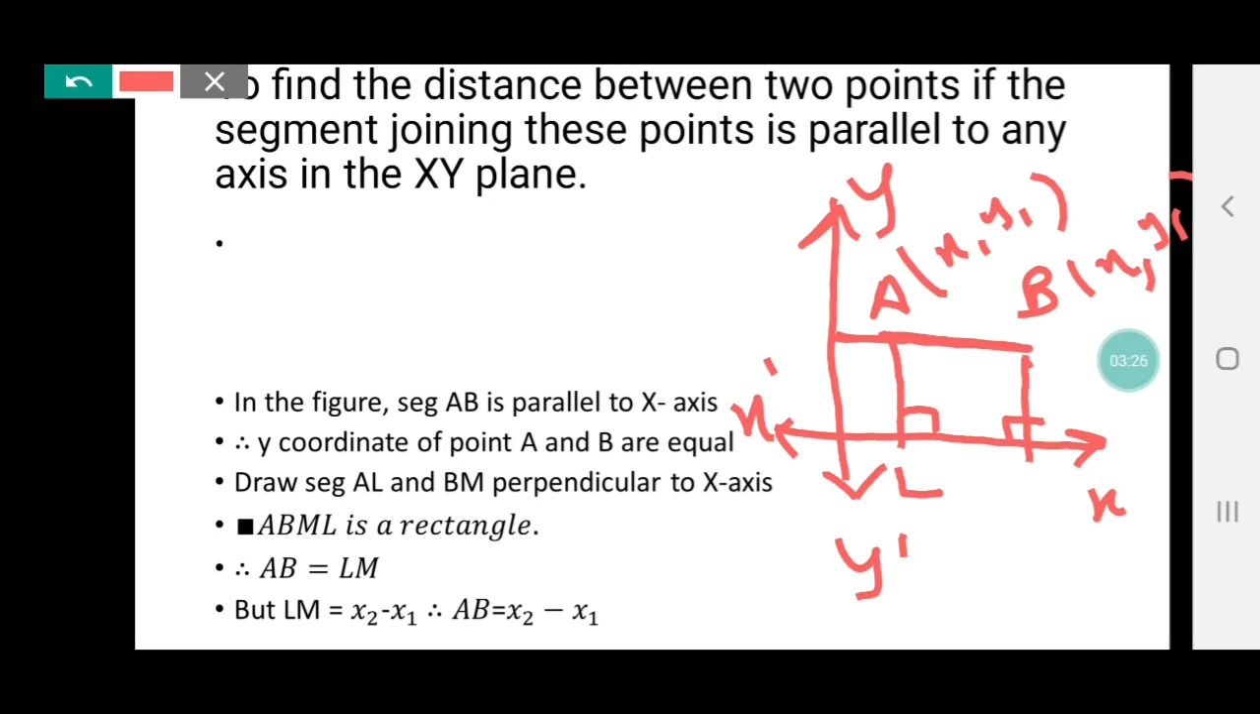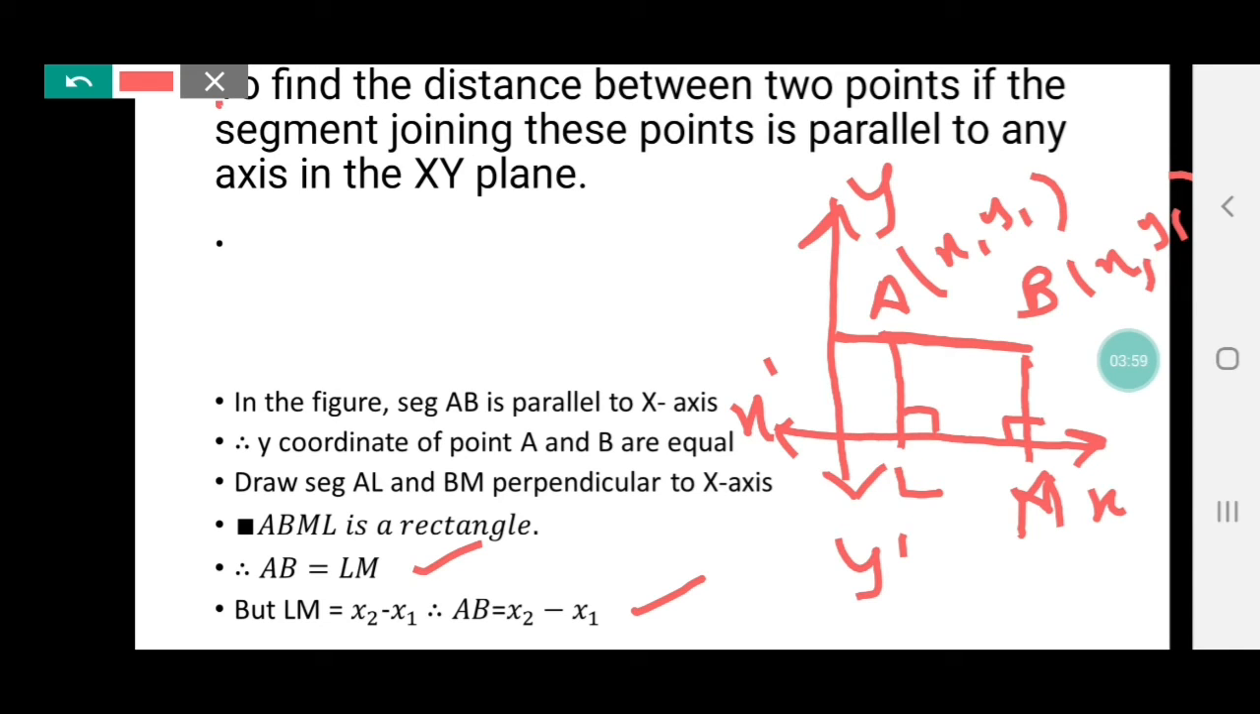So draw a line segment perpendicular to the x-axis. AL is perpendicular to the x-axis. Similarly, BM is perpendicular to the x-axis. So I have got a rectangle over there. Now here AB is equal to LM, and LM represents x2 minus x1. So what will be AB? AB will also represent x2 minus x1.